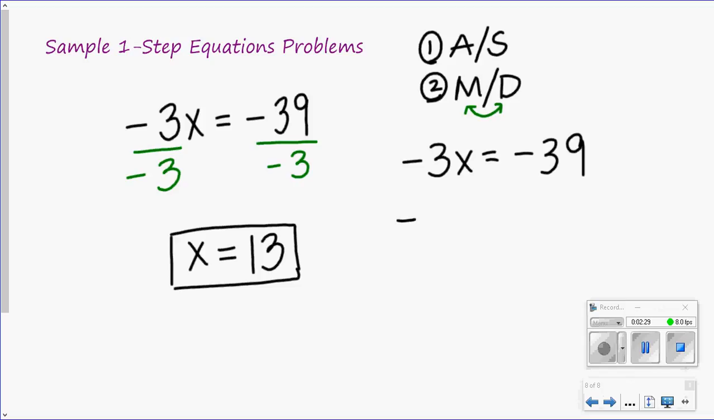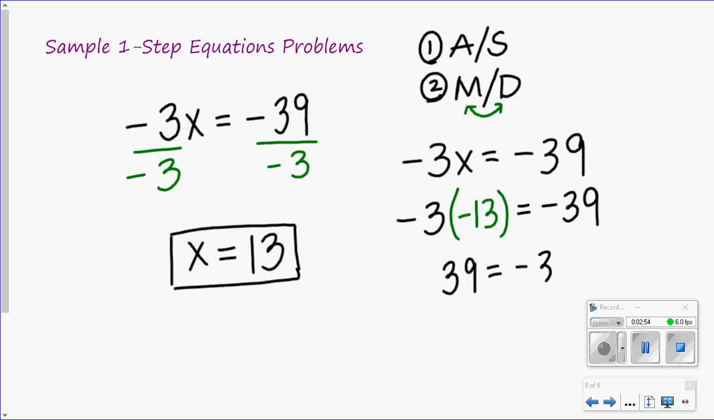A lot of kids probably think that this one is negative 13. So watch what happens if I plug in negative 13 for x. Remember, for the check, you rewrite it exactly how it was, except you plug in your answer. With your calculator, carefully write in negative 3 times negative 13. You will see that that is actually positive 39. However, I wanted it to equal negative 39, so that tells me that something went wrong.